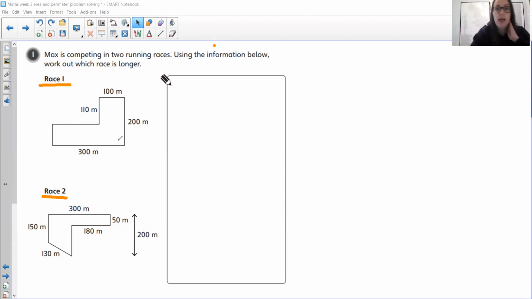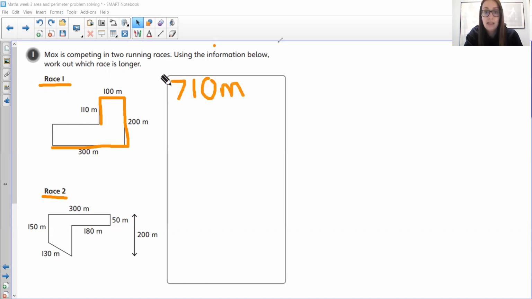So here we have got them. This side is 100 meters. This side is 200 meters. This side is 300 meters. And this bit here is 110. So let's add up what we know straight away then. So 300, 400, 500, 600, 710. So I'm just going to write down 710 meters. That is the section that we know.